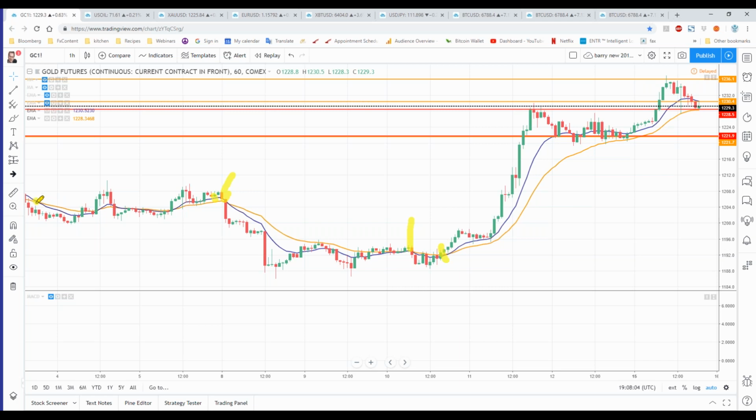When the shorter EMA is below the longer EMA, it would always be a negative number, because we take this blue number and subtract the orange number. If we're subtracting a larger number from a smaller number, it's always going to give us a negative. If the blue line, which is the 12 period EMA, is above the orange longer period EMA, it would give us a positive number because it's a larger number.